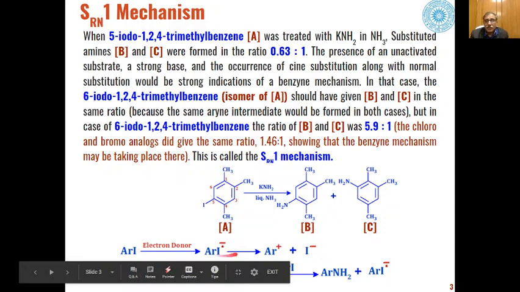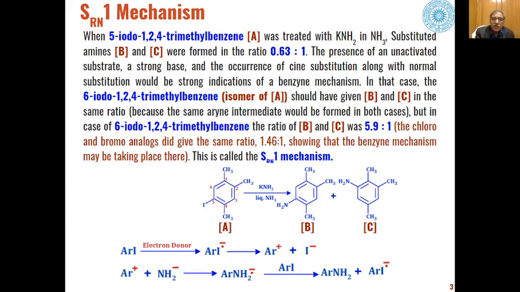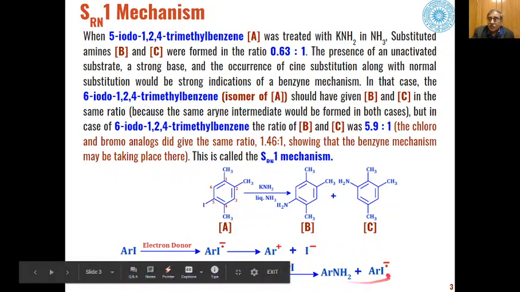The proposed mechanism for SRN1 is that the aryl iodide reacts with some electron donor and is converted into a radical anion, and then this radical anion breaks up into an aryl radical and iodide ion. In the next step, this aryl species interacts with the amide ion, and we get an aniline radical anion. This aniline radical anion then reacts with one more molecule of the substrate, that is, aryl iodide, and we get the product, and the aryl iodide radical anion is generated back, so this follows a chain reaction. So this type of mechanism is a chain mechanism.